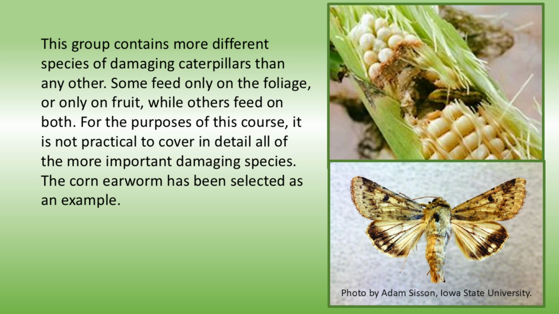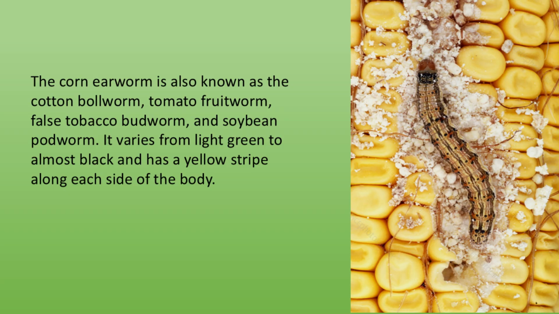For the purposes of this course, it is not practical to cover in detail all of the more important damaging species. The corn earworm has been selected as an example. The corn earworm is also known as the cotton bollworm, tomato fruit worm, false tobacco budworm, and soybean podworm. It varies from light green to almost black and has a yellow stripe along each side of the body.